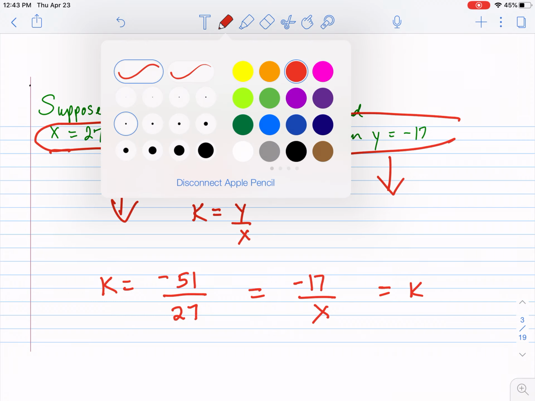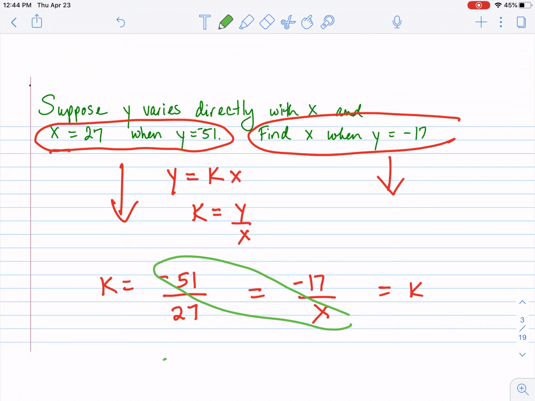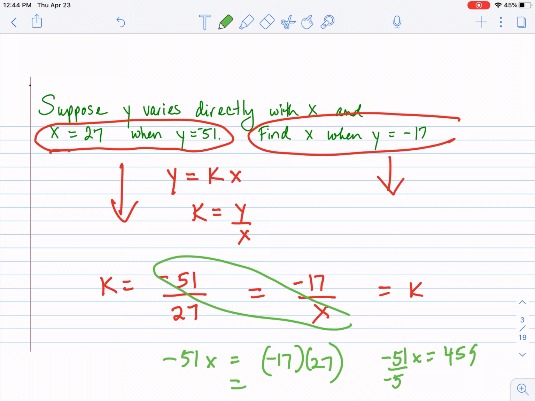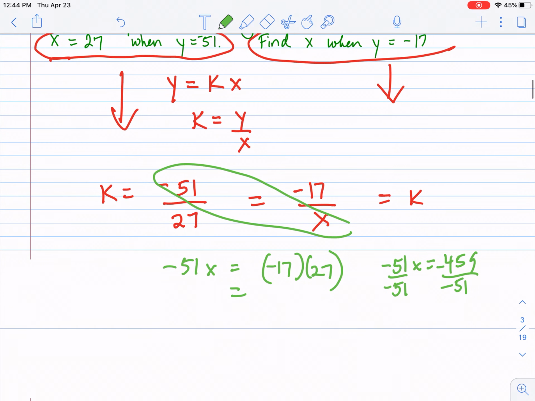To solve this proportion, I would just cross multiply, and I would get negative 51x is equal to negative 17 times 27. If I go to my calculator and multiply that out, I get negative 51x is equal to negative 459. Dividing by negative 51, I end up getting that x is equal to 9. This is a direct variation.